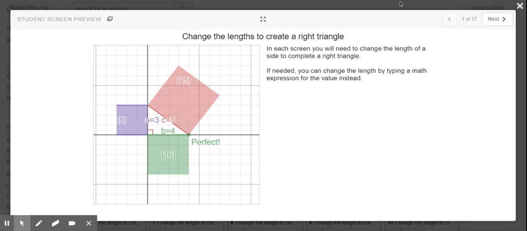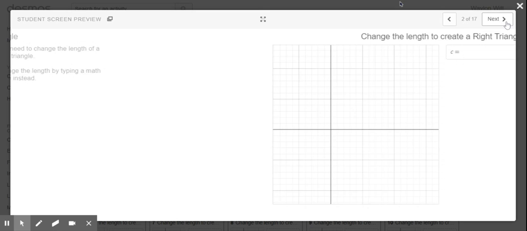I did want to point out the second line. It says, if needed, you can change the length by typing a math expression. It's going to be needed. You're going to have to do this. But I think slides 3 and 4 walk us through how to do that. So we'll take a look at how to do that here in just a second.